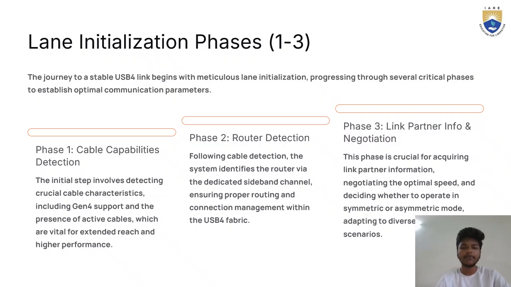The second one is phase 2, router detection. Following cable detection, the system identifies the router via the dedicated sideband channel, ensuring proper routing and connection management within the USB4 fabric. And the third one is phase 3, link partner info and negotiation. This phase is crucial for acquiring link partner information, negotiating the optimal speed, and deciding whether to operate in symmetric or asymmetric mode, adapting to diverse scenarios. These are the initialization phases 1, 2, and 3.